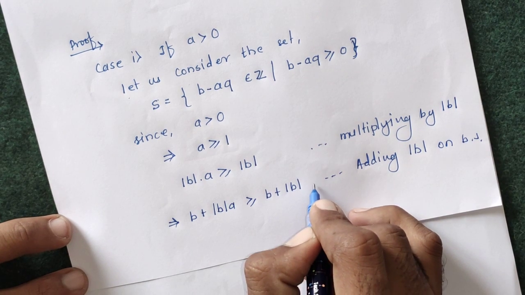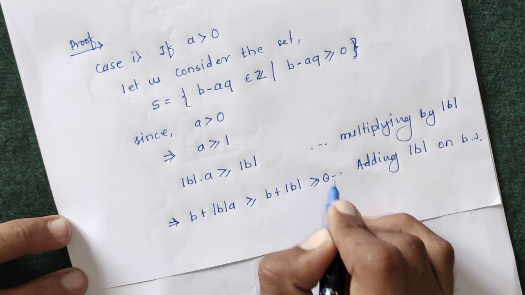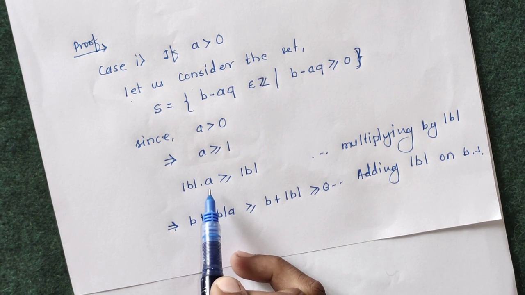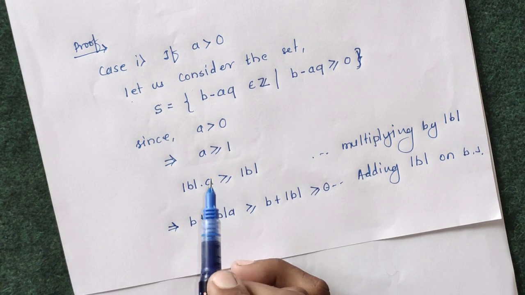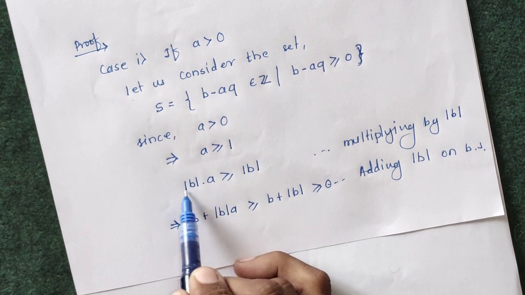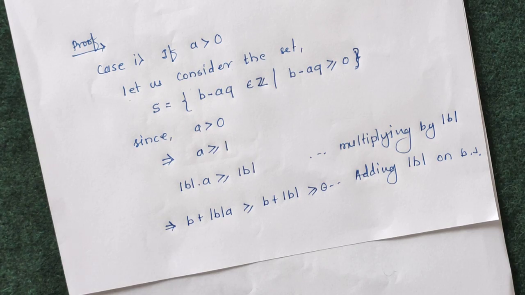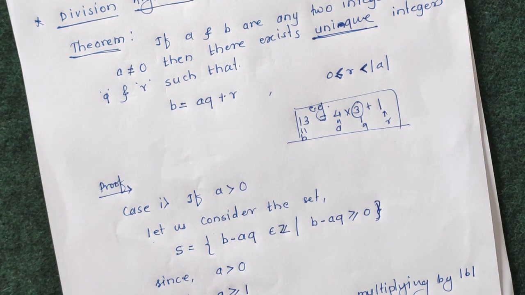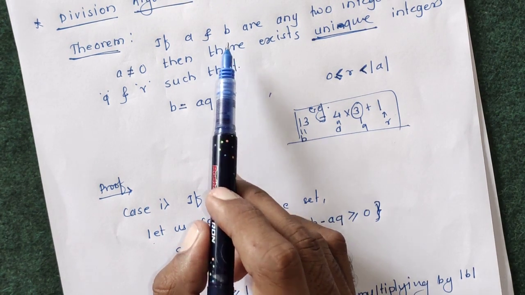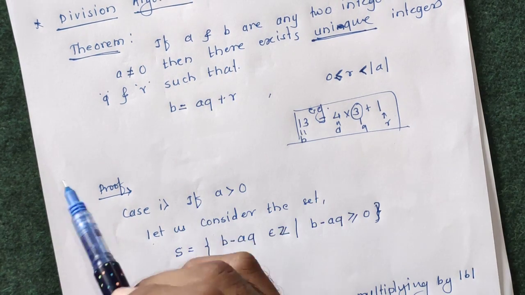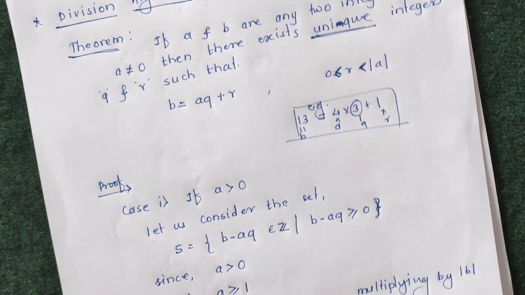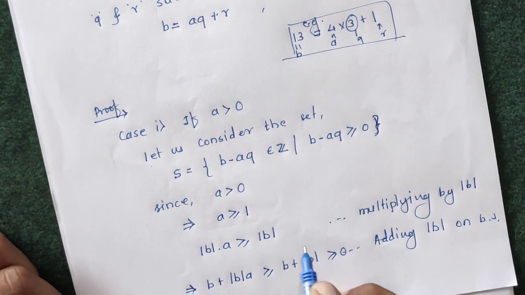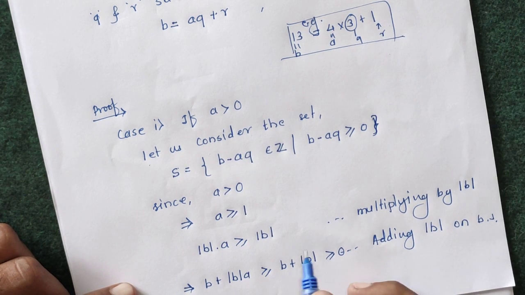So this is again greater than or equal to 0, since our a is greater than or equal to 1, and we are multiplying by mod b. Mod b is again a positive integer. Here we have not been given that b is negative or positive, b is any integer, but if b is a positive integer then mod b is again positive. If b is a negative integer then mod of a negative number is again positive, so mod b is positive. A is greater than or equal to 0, so their multiplication is again positive. Mod b is positive, so b plus mod b is again greater than or equal to 0.